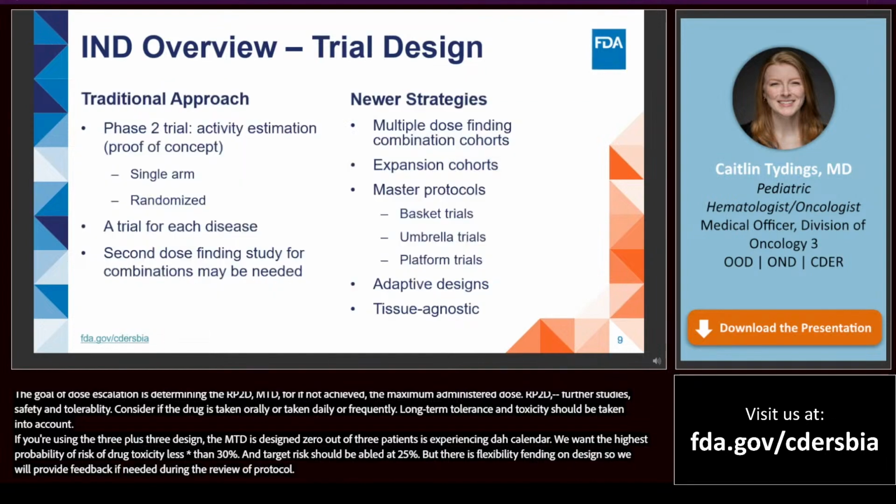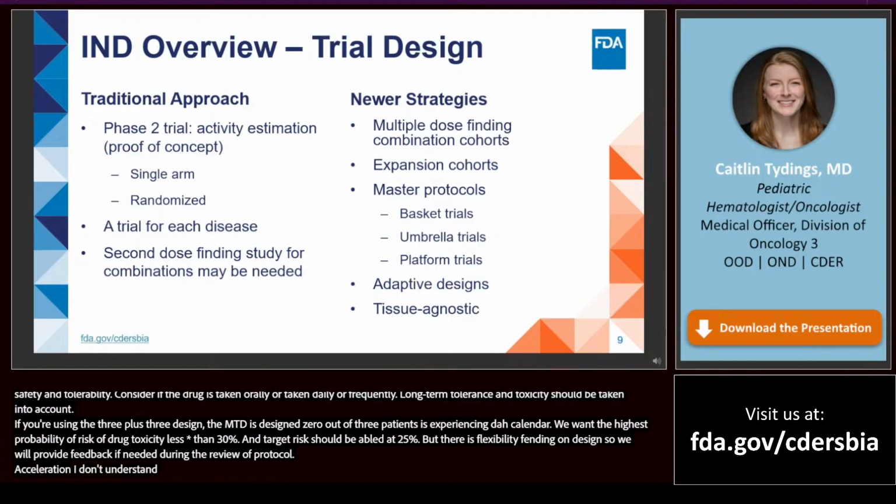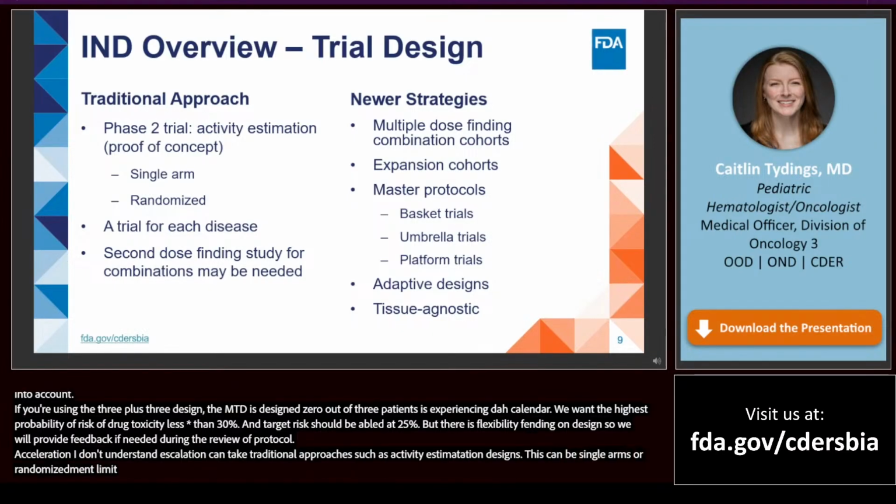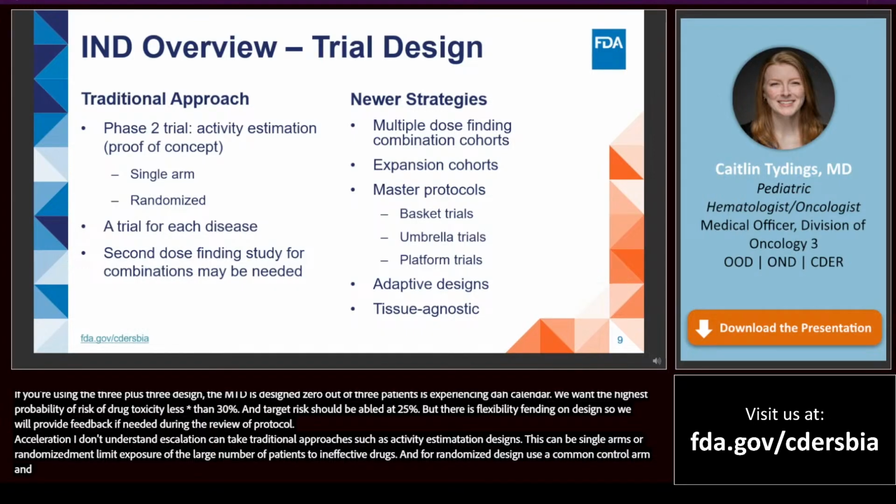Acceleration of development beyond dose escalation can take traditional approaches such as activity estimation designs. These can be single-armed or randomized. For single-arm, use a design that would limit exposure of a large number of patients to ineffective drugs such as a Simon 2-stage. And for randomized designs, use a common control arm and avoid formal comparison between experimental drugs. Some newer strategies include master protocols, including basket trials, which looks at multiple cancer types with a common genetic mutation like NTRK, or umbrella trials, which looks at a single cancer type but evaluates multiple drugs.